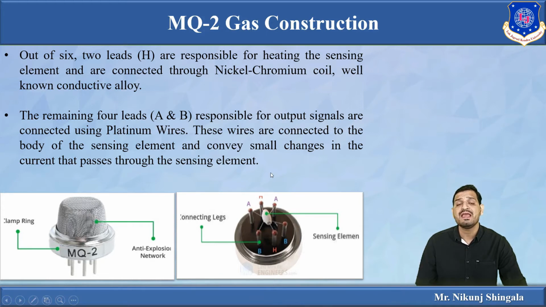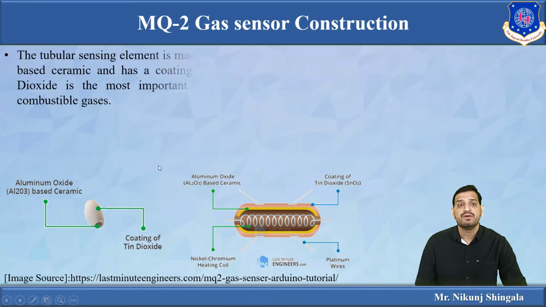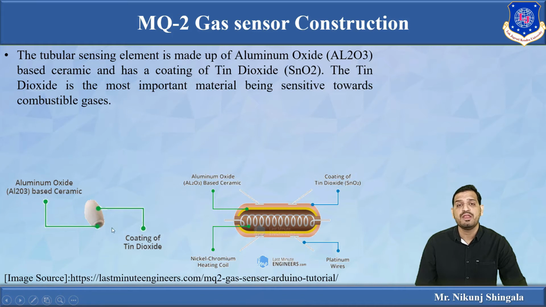Okay, now how does the sensing element work? Let us understand this. So this is the sensing element. It is in a tubular form, and it is made up of 2 materials: aluminum oxide, a base ceramic.